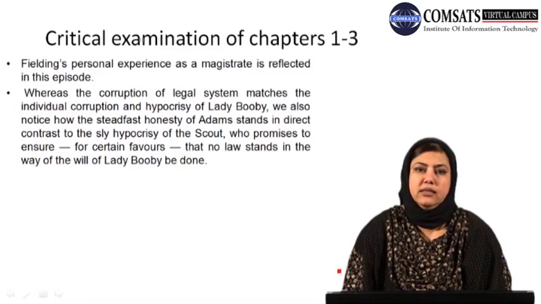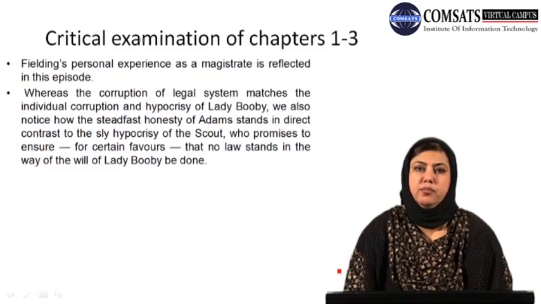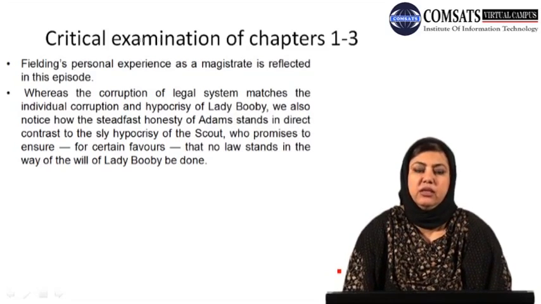So it is the hypocrisy of Lady Booby and her selfishness versus the selfishness of lawyer Scout, and it is also Lady Booby's hypocrisy and her moral corruption versus the corruption of the legal system of the country. And by these comparisons and contrasts, Fielding presents to us the whole picture of what was going on at the individual level as well as on the societal level.